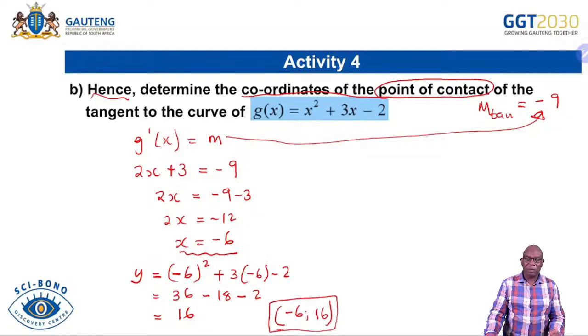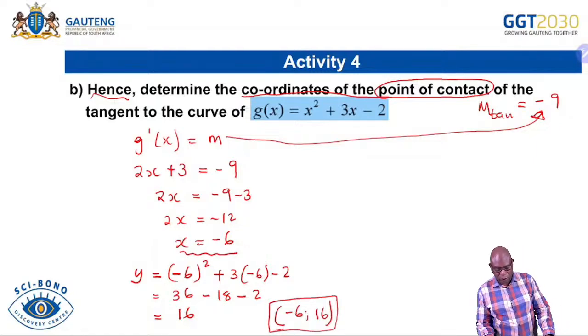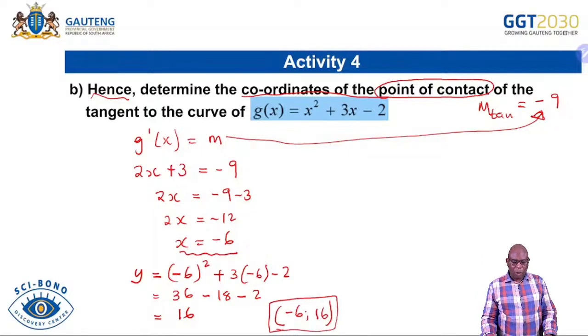Sometimes you're given the equation of the tangent and you really need to go back to get the point of contact. You must also do that. So you need to go back and you can get the point of contact and the gradient. Okay.